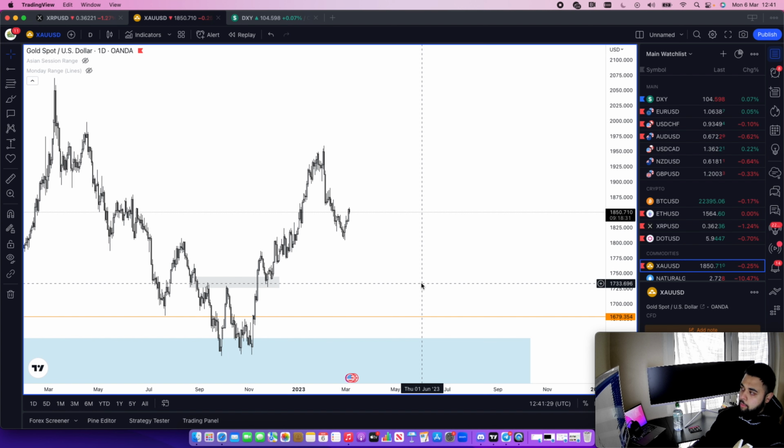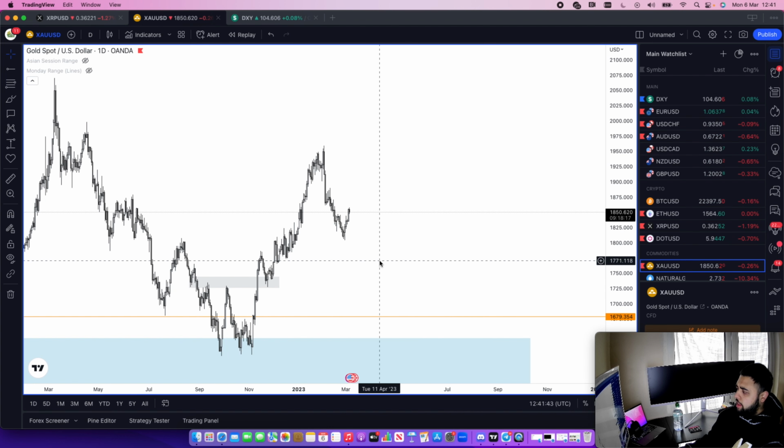So today I'm going to be showing you guys what I'll be looking at today. Whether I take a trade today or not, or later on in the week, I will share that with you as well. But I just want to give you guys a bit of an overview of what I'm seeing in the market as of today, as of Monday. So let's just head right into the charts.